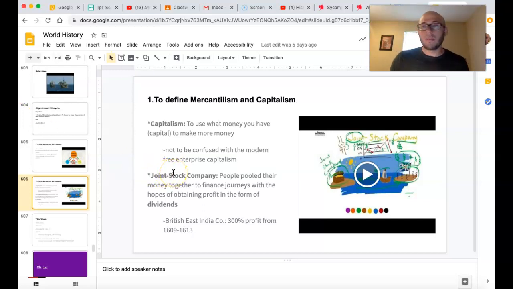Again, people would pool their money together to hire explorers to finance their journeys with the hopes that these people would go and locate gold and other sorts of things and make a lot of money. And in the end, you would hope to obtain what's called dividends.